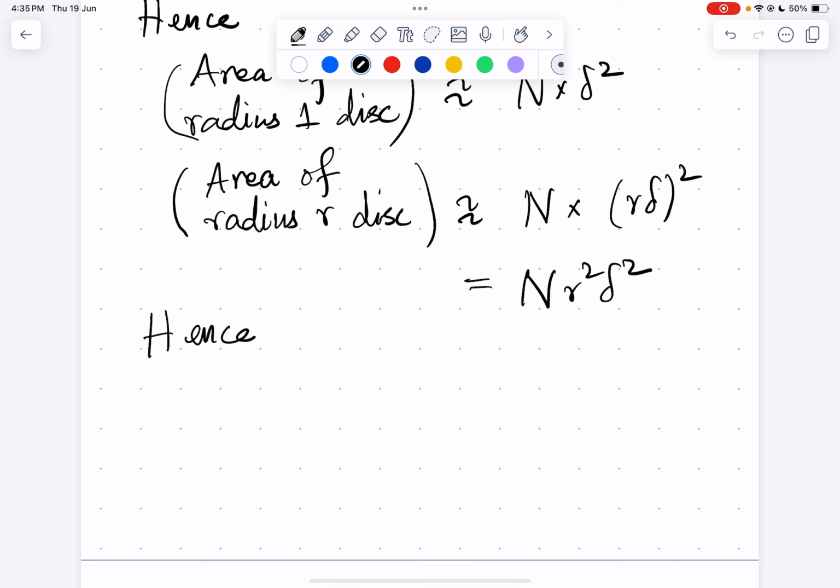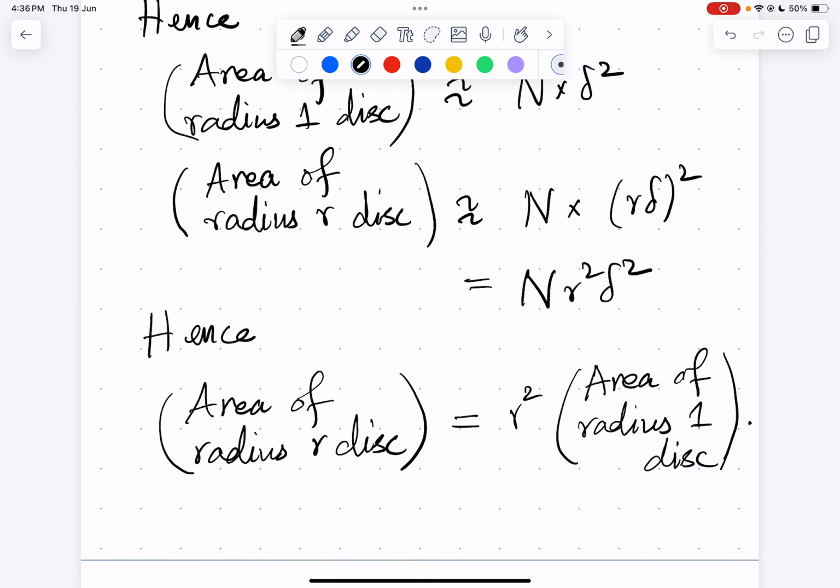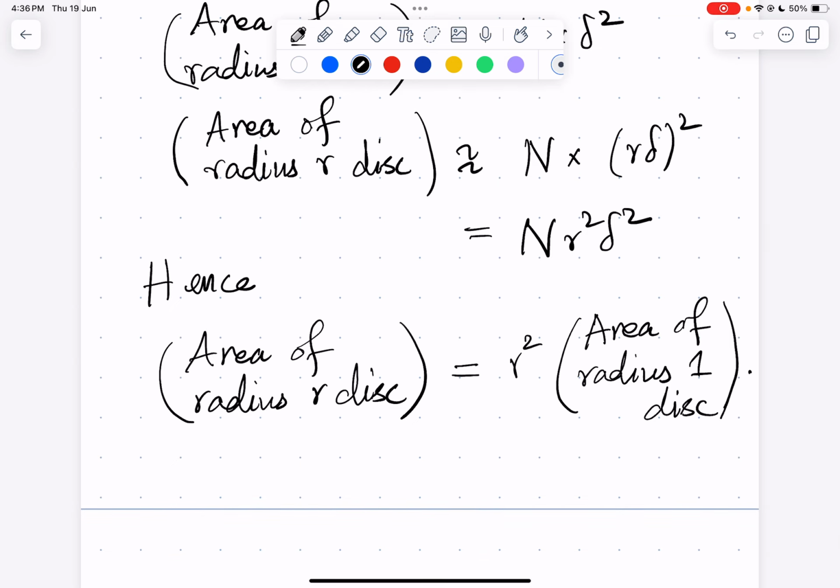Hence what we observe is that the area of a radius r disk is r square times the area of the radius 1 disk. This is the main observation. If we scale the unit disk by r, you are scaling the areas by r square.